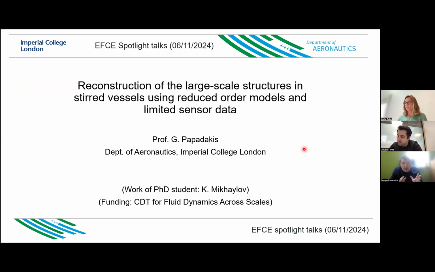So I'm going to talk about the reconstruction of large-scale structures in stirred vessels using ROMs and limited sensor data. So you indeed, as was said correctly, I will look at this problem from a slightly different perspective, and hopefully will be useful for the community of mixing. So I want to acknowledge the work that was done. This is the PhD work of Kirill Mikhailov, and I would like to acknowledge also the funding from the Doctoral Training Center in Fluid Dynamics Across Scales.